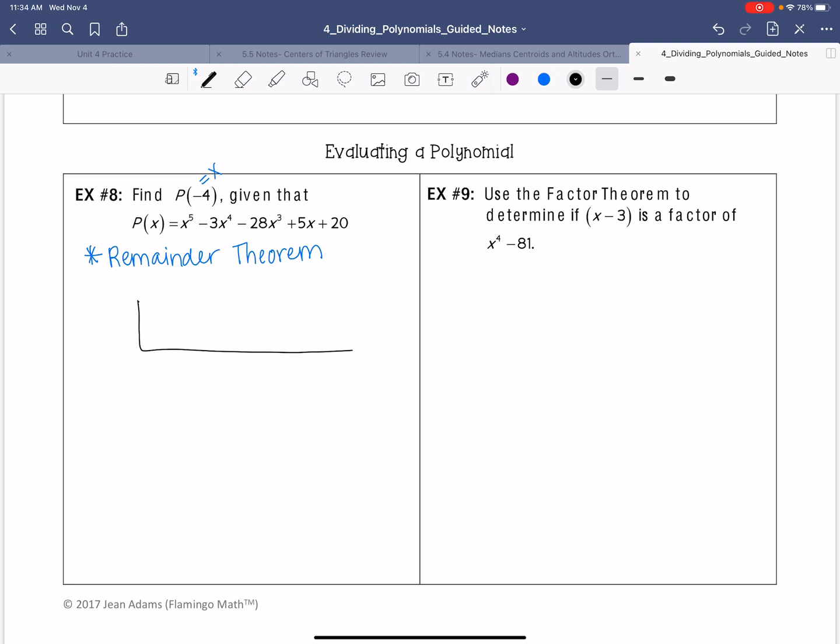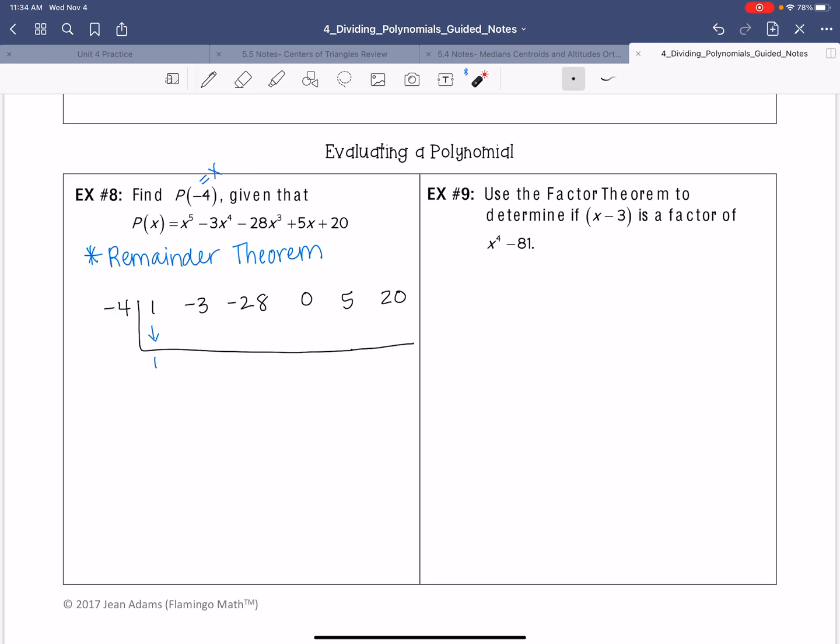In front of the 5th power, we have a 1. In front of the 4th power, we have -3. In front of the 3rd power, we have 28. In front of the 2nd power, we have a 0. Don't forget it. 1st power, 5. Constant, 20. All right, we're going to divide by this -4. First one, we always bring down. Then it's multiply, add, multiply, add, multiply, add.